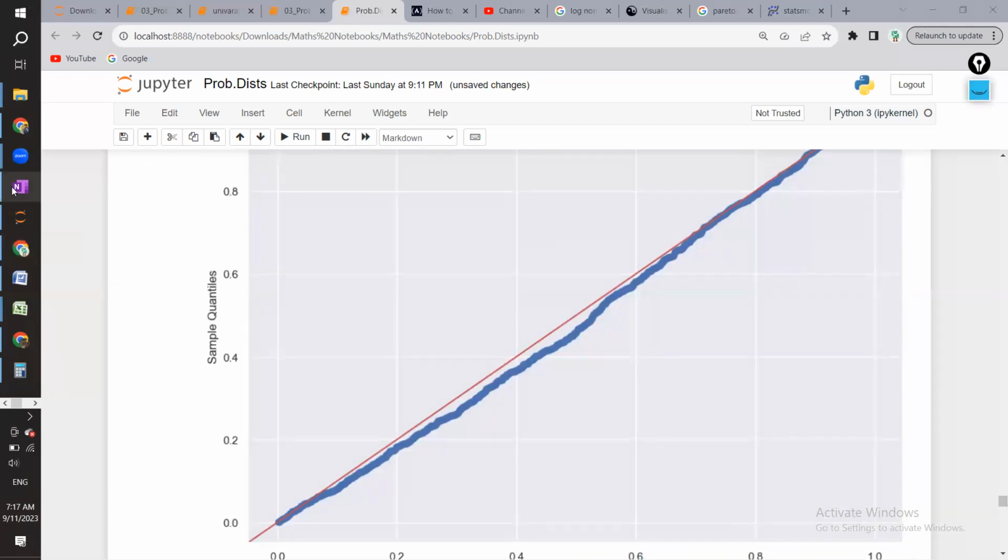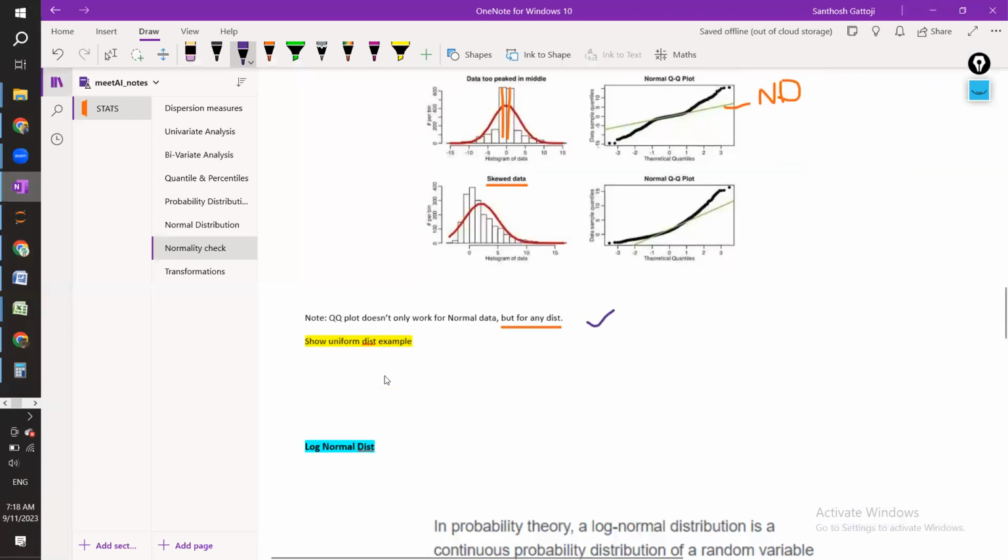Fine. So is the QQ plot clear, guys, before I move to the next distribution? Yes, sir.